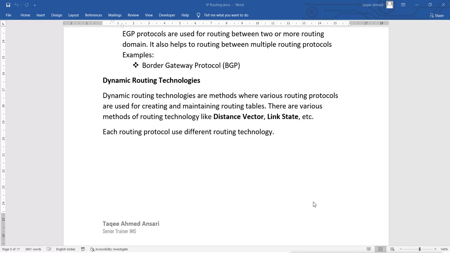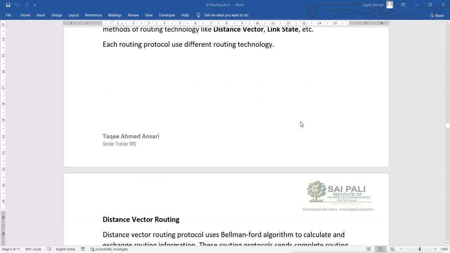Now there are various methods of routing technologies, and distance vector and link state are the most common or most important. Some of the protocols use distance vector technology and some of the protocols use link state technology. Each routing protocol uses a different routing technology. As I said, some of them use link state and some of them use distance vector.